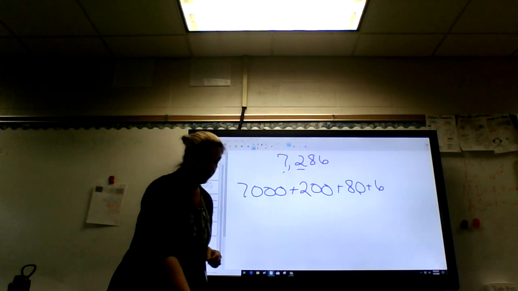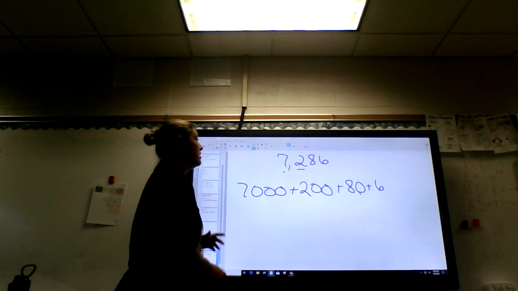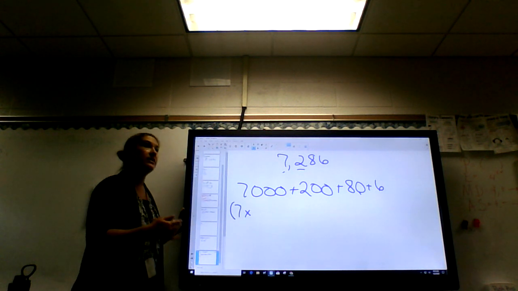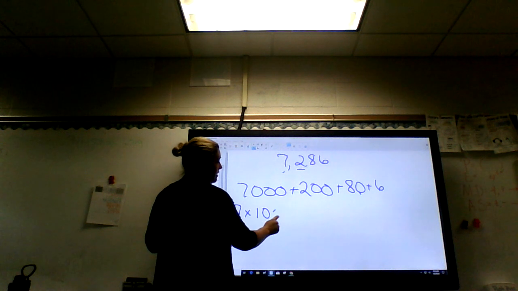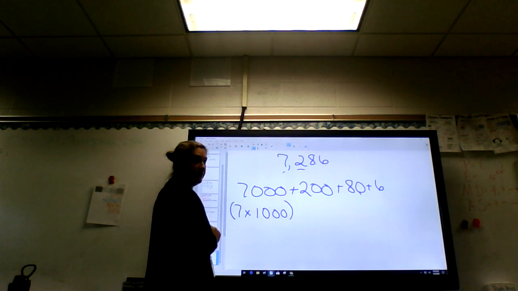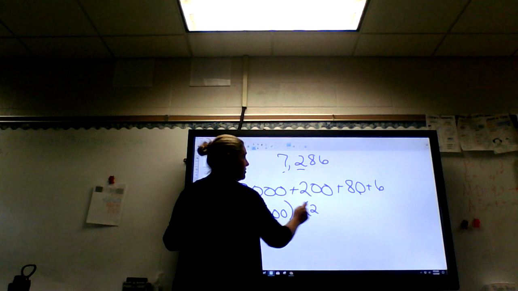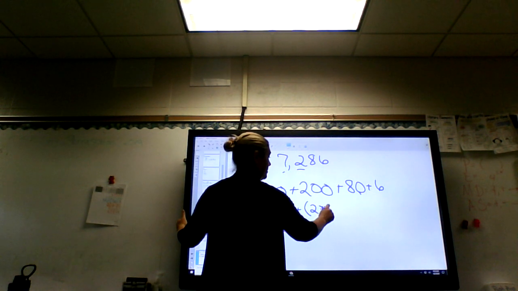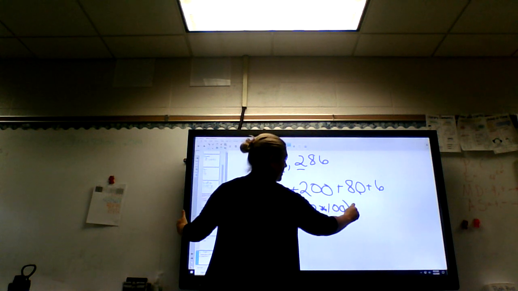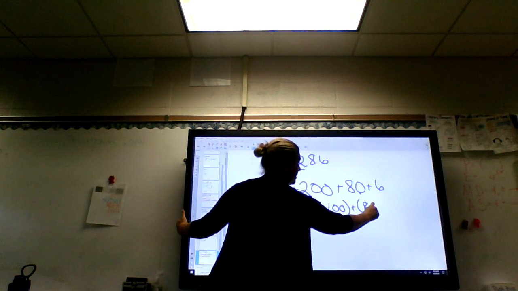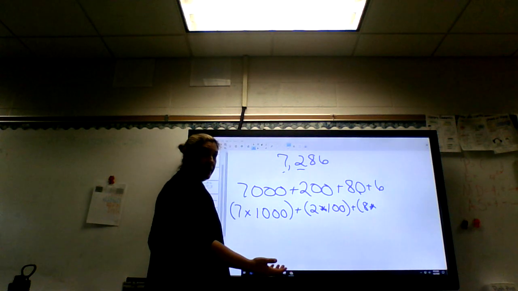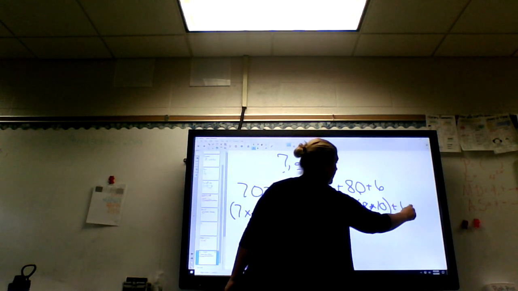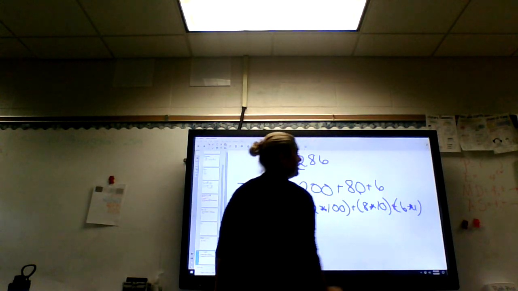The second way that they're going to ask you to do it is with parentheses. So that's going to be 7 times what will give us 7,000? 7 times 1,000, close our parentheses, plus 2 times what's going to give us 200? 2 times 100, plus 8 times what's going to give us 80? 10. And then 6 times 1. So that's the second way.